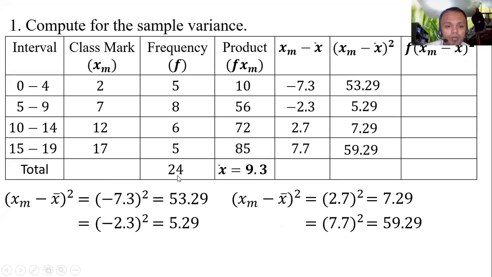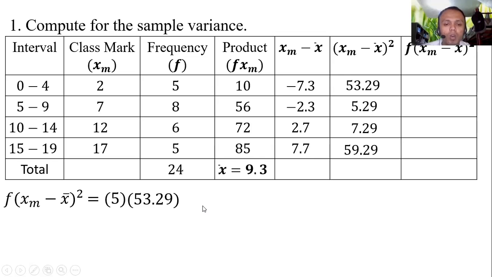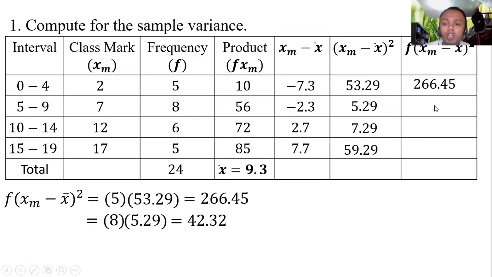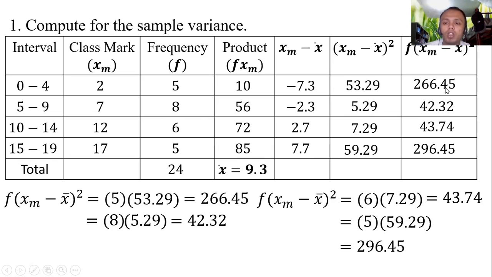So 5 times 53.29 is equal to 266.45. Next is 8 times 5.29 is equal to 42.32. Next, we have 6 times 7.29 is equal to 43.74. And then we have 5 times 59.29 is equal to 296.45. Okay? So nakuha na natin yung mga product.